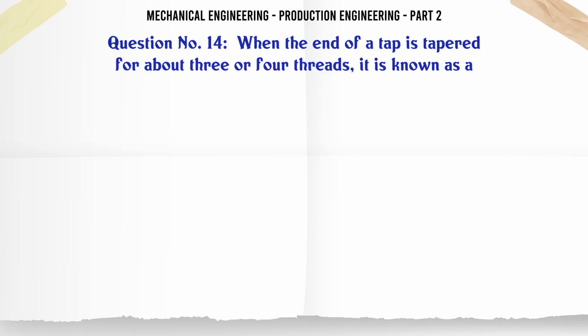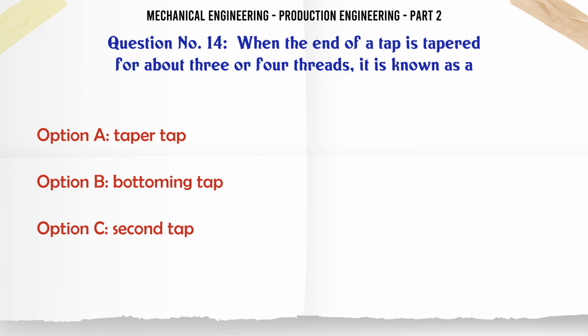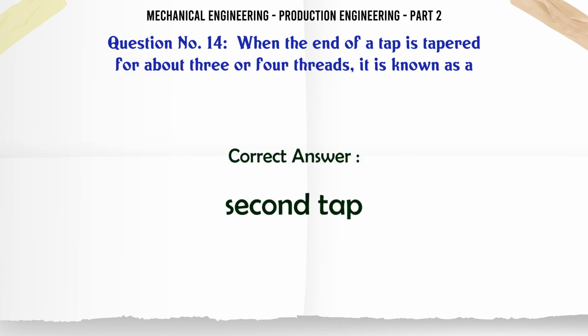When the end of a tap is tapered for about 3 or 4 threads, it is known as A. Taper tap. B. Bottoming tap. C. Second tap. D. None of these. The correct answer is second tap.